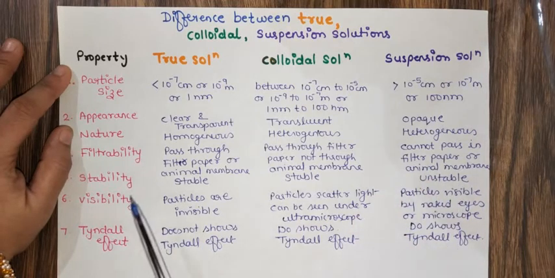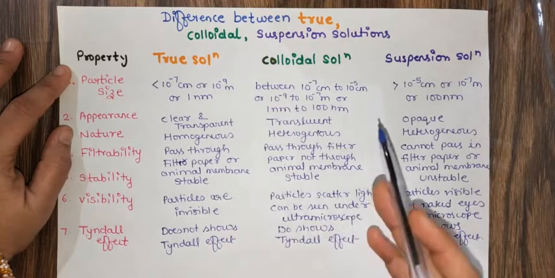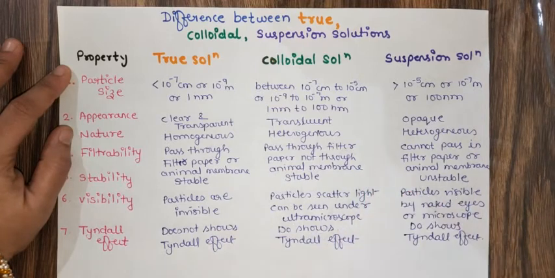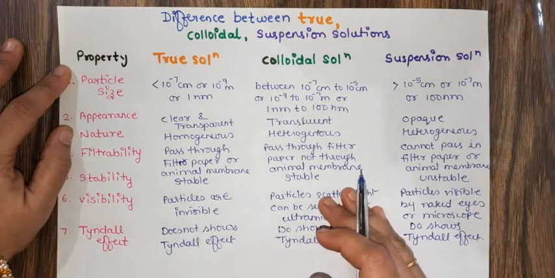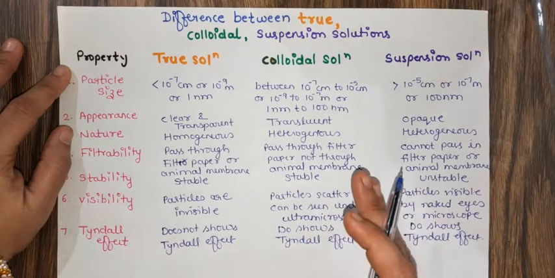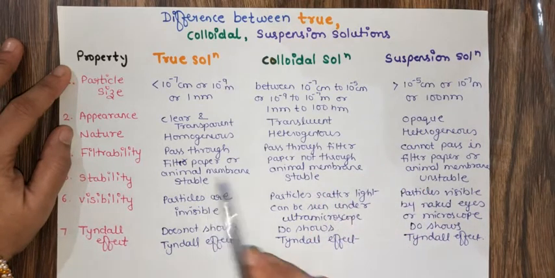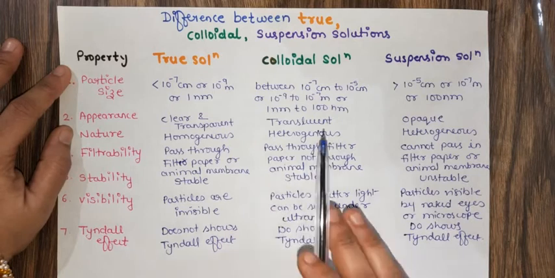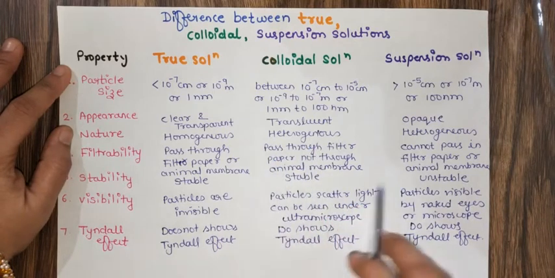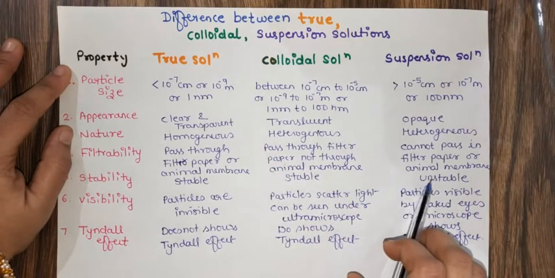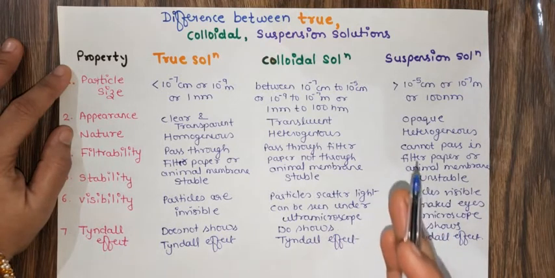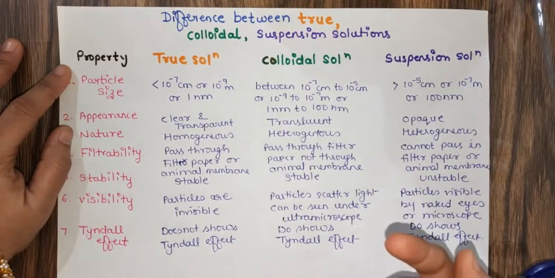If we talk about stability, a solution in which the solute particles do not settle down at the bottom is called a stable solution, as I have told you. So the true solution as well as the colloidal solution are both found to be stable. While in the case of a suspension, it is unstable, as you have seen that the particles collect at the bottom.